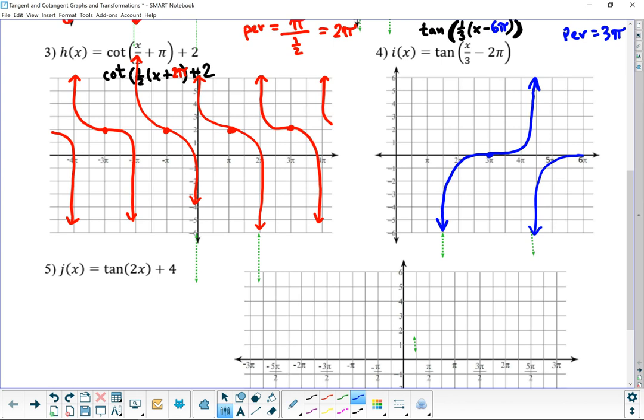Okay. And then I will see a little bit of this side, actually. So it's another 3 pi. So I will see a little bit of this side. Well, I will see all of that side and a little bit of this side. That's about it.